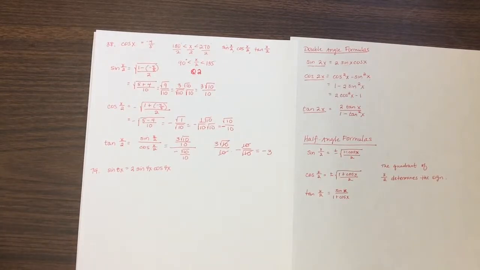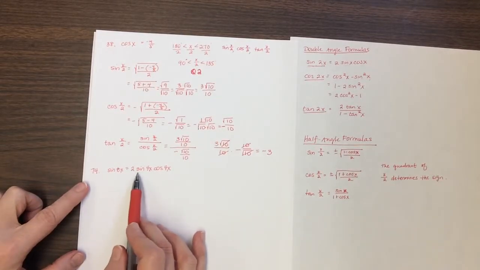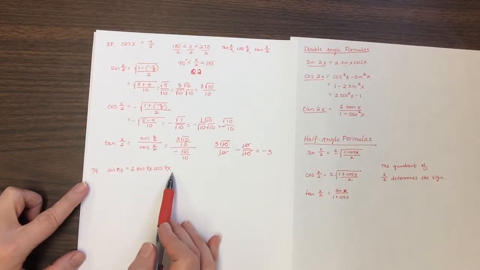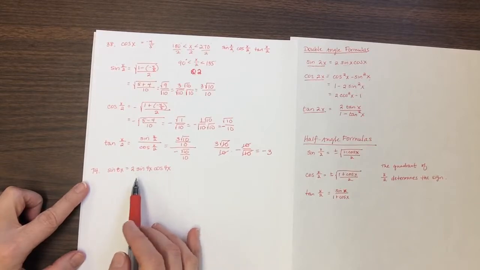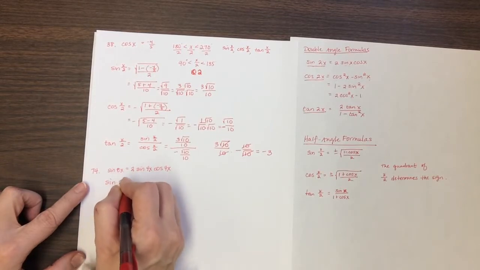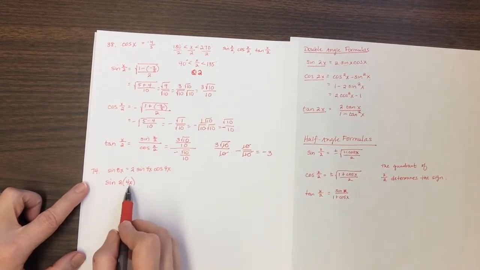Alright, the next thing we're going to do is use the double angle or the half angle to prove the identity. And remember, when we're proving an identity, we're just showing that the left side equals the right side or vice versa. If I'm looking at 74 here, I've got the sine of 8x equals 2 times the sine of x cosine of x. X in this case would be 4x. Alright, so let's just rewrite this. Isn't this the same thing as sine of 2 times 4x? Yes, because 2 times 4x is 8x.